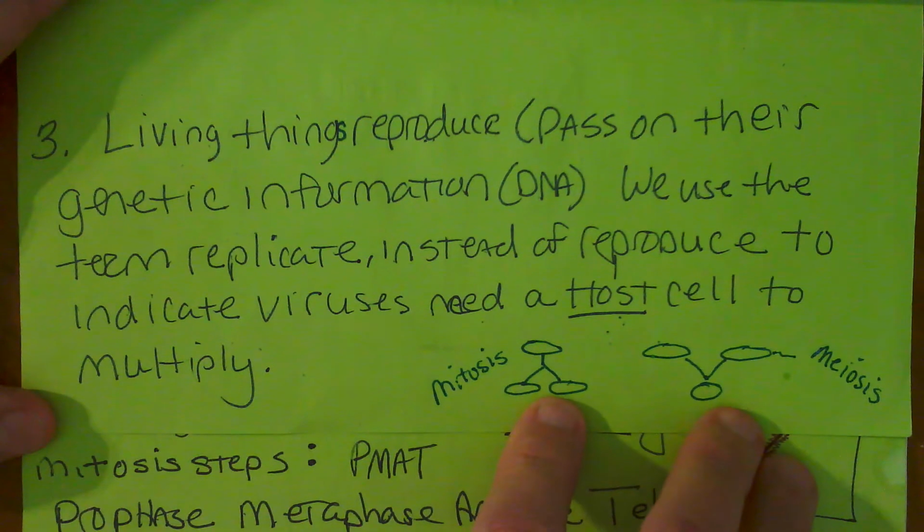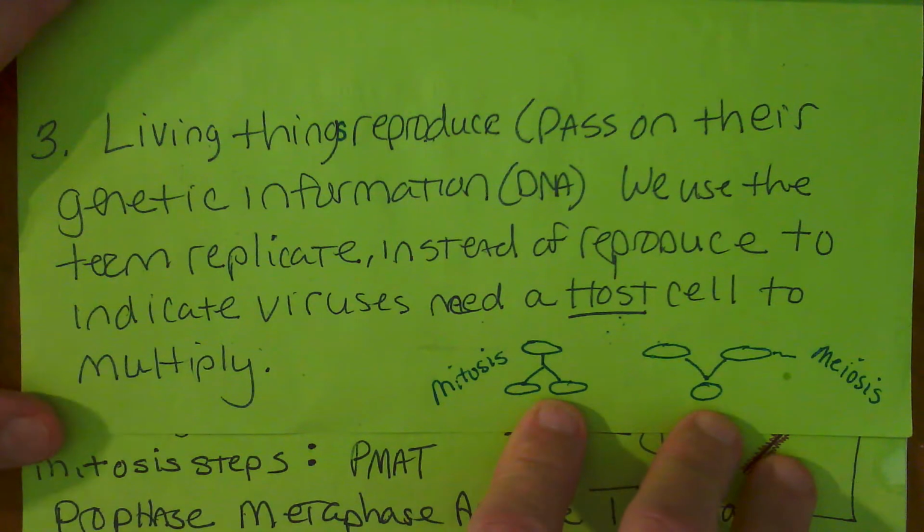Meiosis is a process where multicellular organisms make sperm and egg. And when they join, that is how reproduction is done for multicellular organisms, through sexual reproduction. But remember, a virus is not alive. Viruses are not made of cells. Viruses cannot reproduce on their own. Viruses' DNA need a host in order to replicate.